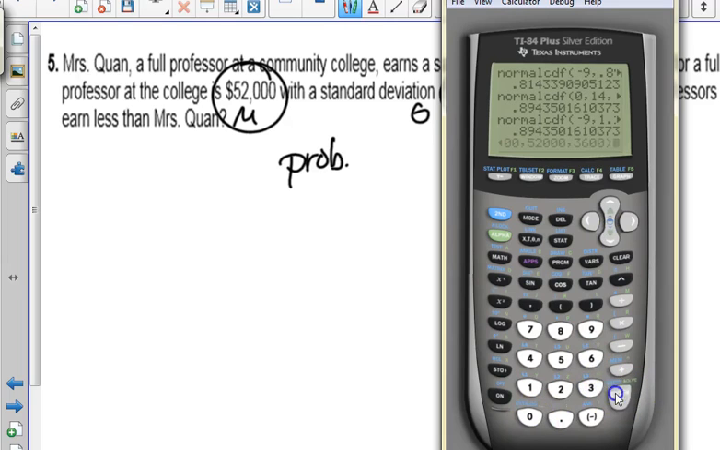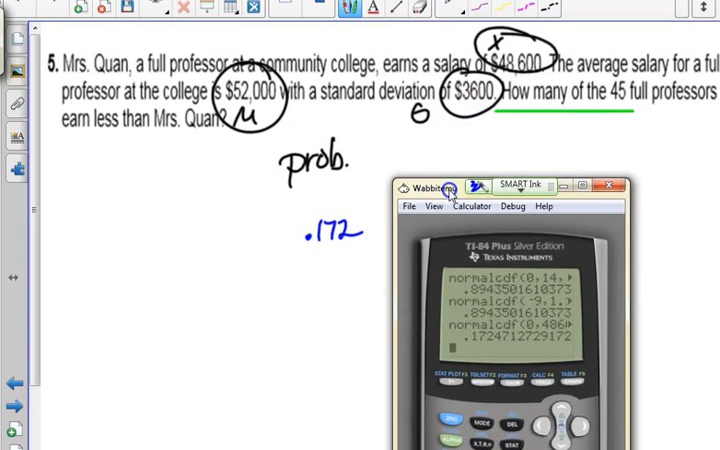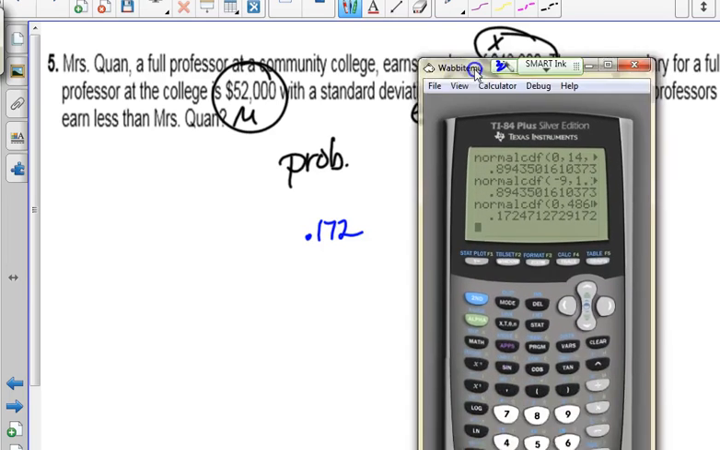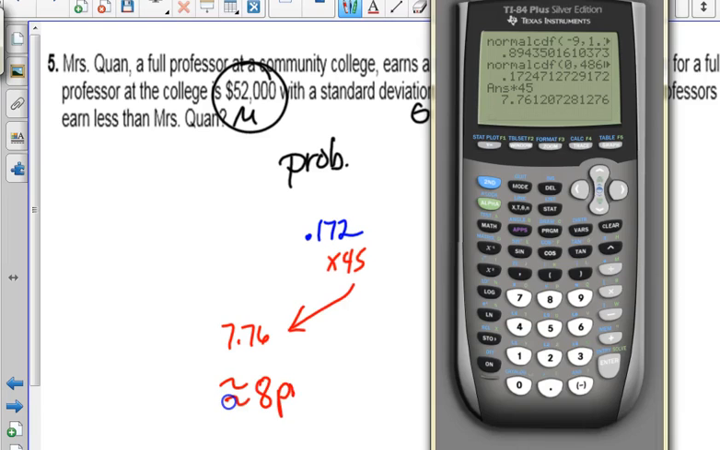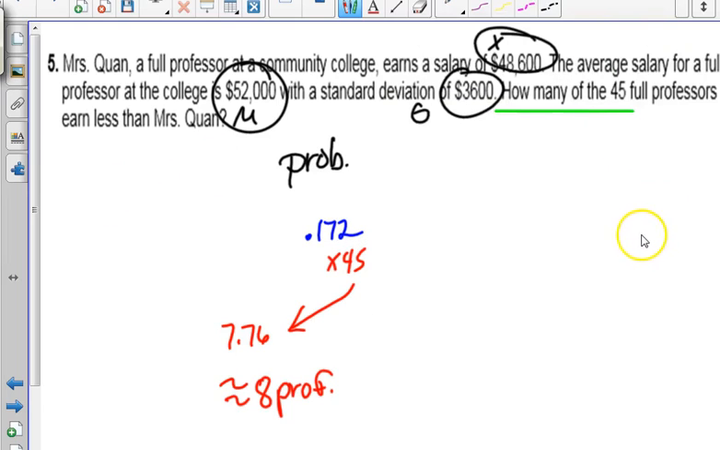3,600. Thank you. Okay, so the probability of that happening, that someone earns less than she does, is 0.172. Okay. So we're going to multiply that times how many professors was it? Now that I've covered it up again, 45. So basically about 8. So only about 8 people earn less than she does.